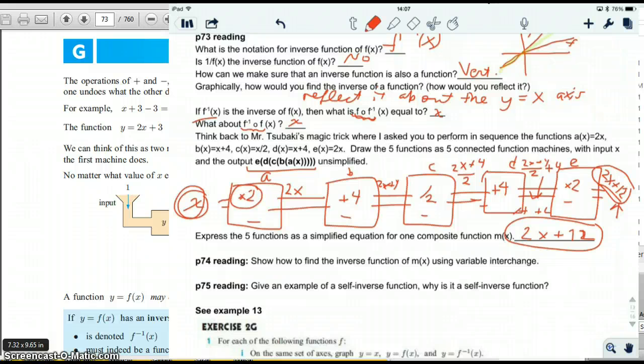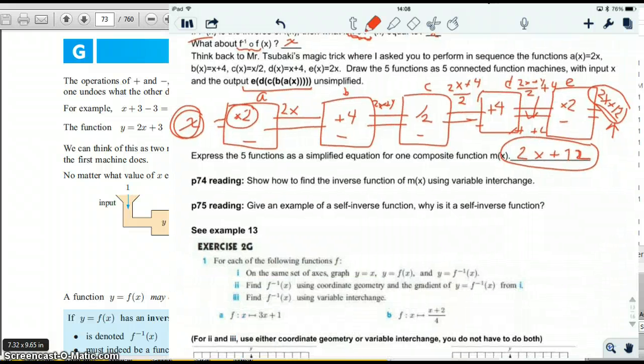Okay? Page 74. Show how to find the inverse function of m of x using variable interchange. Okay, remember variable interchange? So if we have y equals 2x plus 12, which is the composite function, to figure out the inverse function of this, you remember in the magic trick how I would guess what your number was just by thinking in my head for a little bit? What I would do is I would use the inverse function to do that. Well, what is the inverse function?